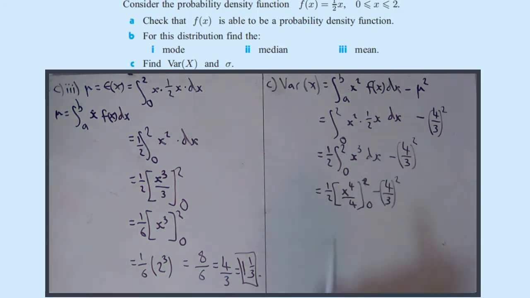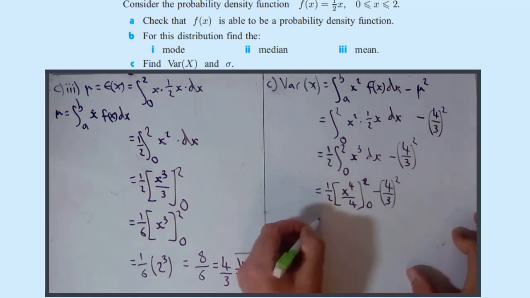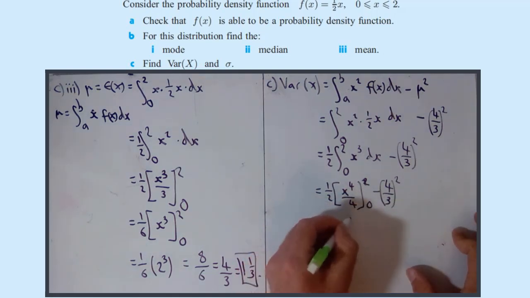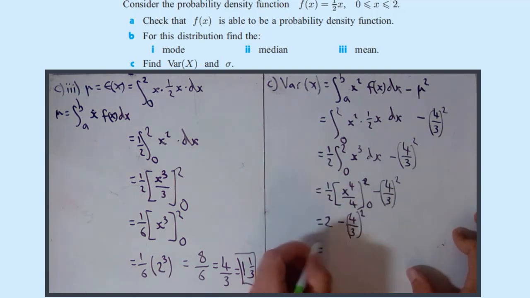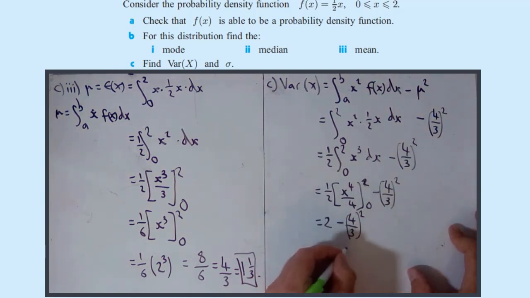Right, so in here you're going to have this value evaluated at 2 minus the same thing evaluated at 0. The 0 is just going to go to 0 because 0 to the power of 4 is 0. 2 to the power of 4 is 16. 16 over 4 is 4. 4 times a half is 2. So it's 2 minus 4/3 squared, which is 16 over 9. Well, 2 must be 18 over 9.